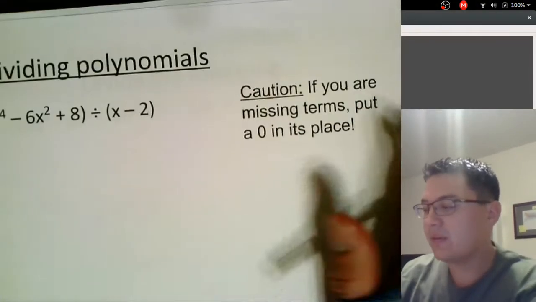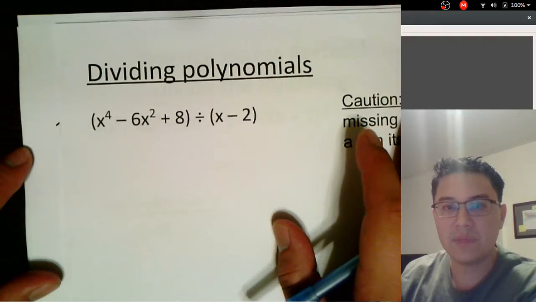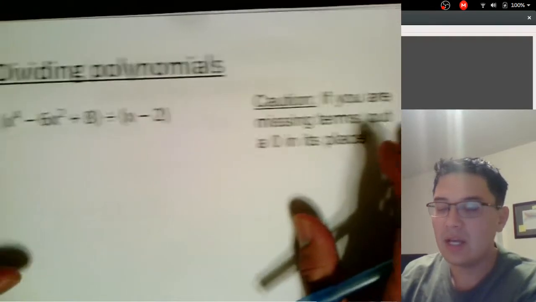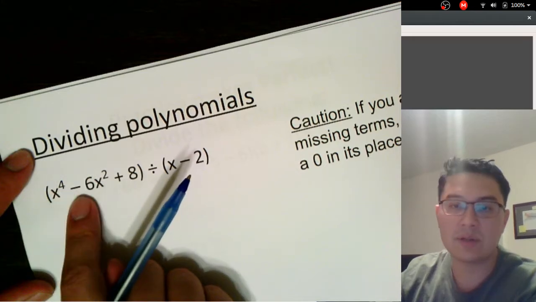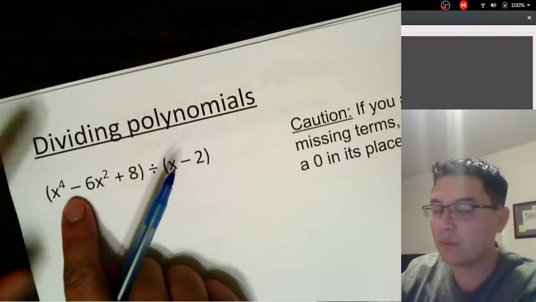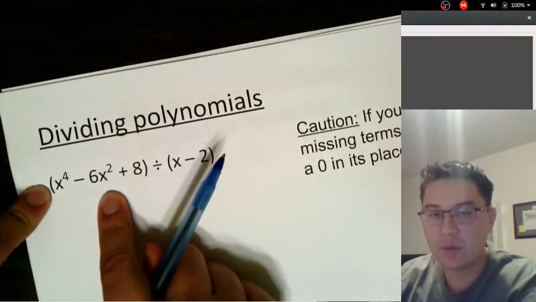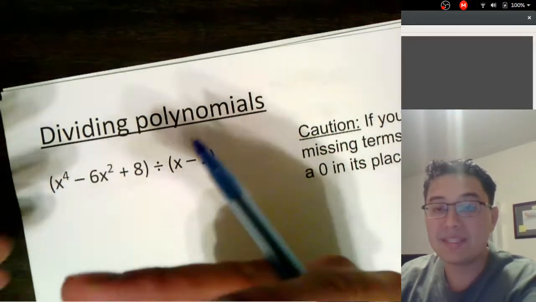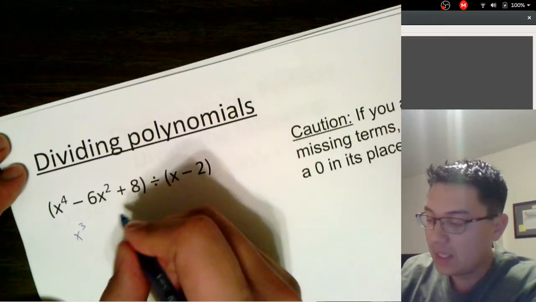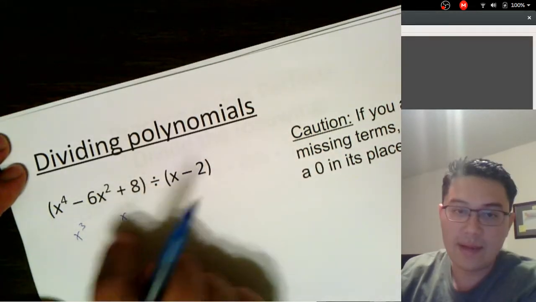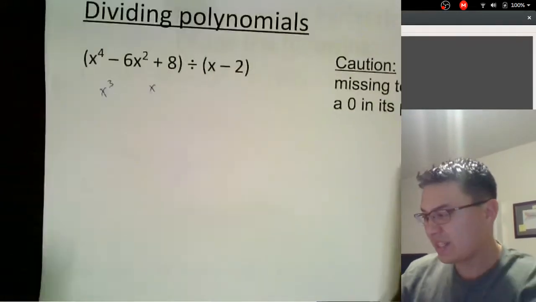I want to save this particular problem for doing in class. This comes back to monomials. One thing that you're going to notice here is that we're missing a term. We don't have an x cubed term. We go x to the fourth to x squared. We are missing two terms here. We don't have an x cubed term, and we don't have an x term. We have to address those. I guess I can actually show you guys these now.